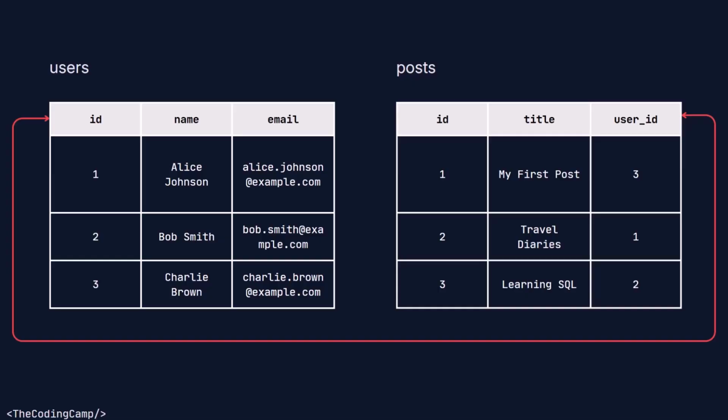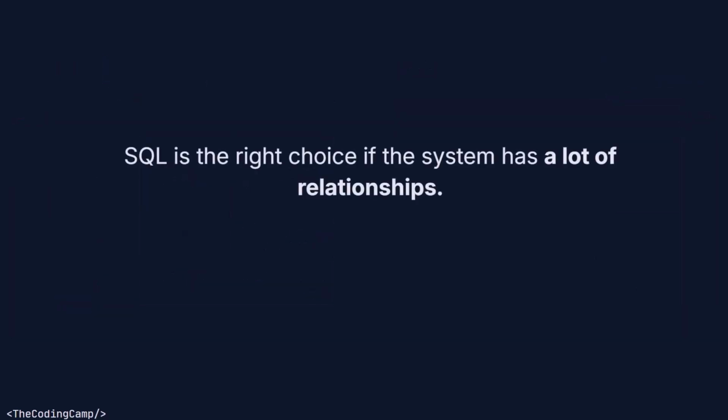For example, imagine a database consisting of users and posts tables. Each post belongs to a user. So how do you know which post belongs to which user? By adding the user ID to each post, now there is a relation between the posts and users tables. In this case, the user_id field in the posts table is called a foreign key. And since it's a unique identifier for each row in the users table, it's called the primary key for the users table. SQL is the right choice if the system has a lot of relationships.